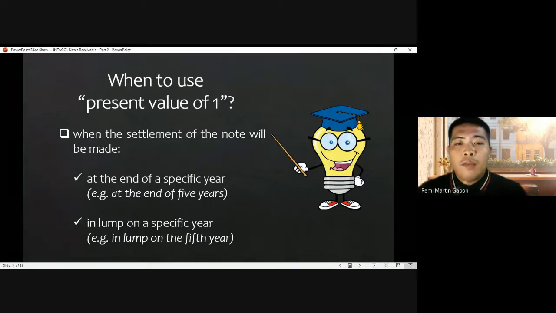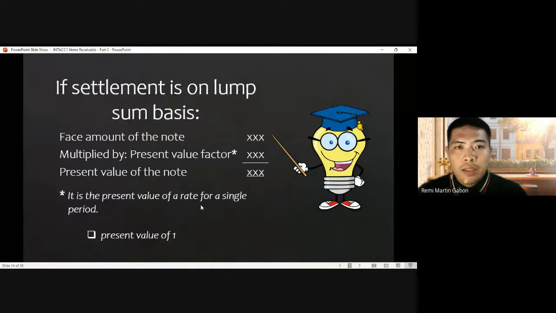And if we go back here, present value of 1 is referred to as the present value of a rate for a single period. So since lump sum basis is referring to settlement on a specific period, then it is proper to use the present value of a rate for a single period. So that is present value of 1.